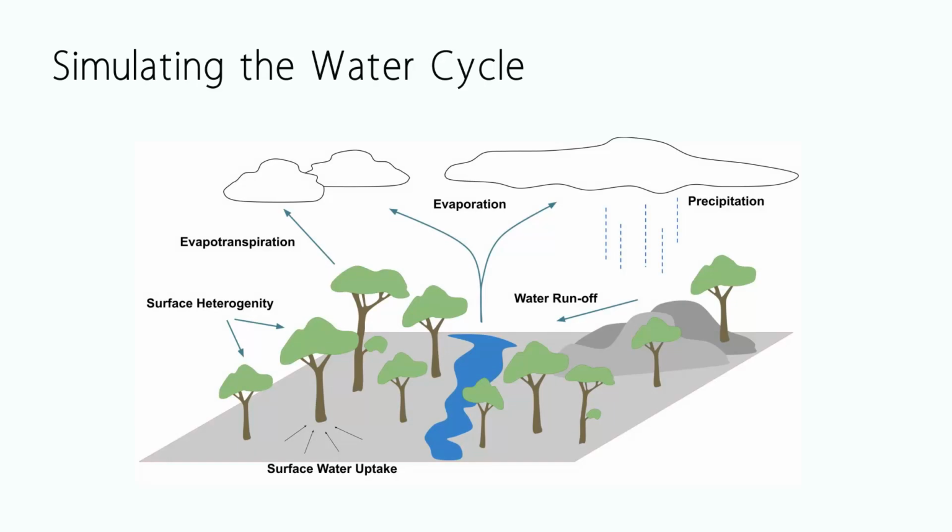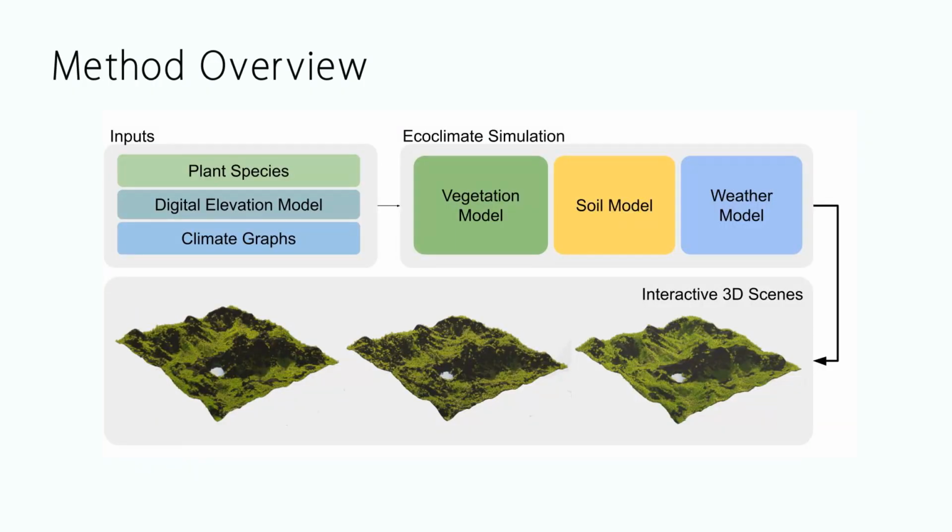A large part of these climate change mechanisms are mediated by the water cycle across the atmosphere, pedosphere, and biosphere, which we refer to as ecoclimate. Our method simulates changes of the ecoclimate to generate realistic 3D outdoor landscapes. It is composed of models for vegetation, soil, and weather.